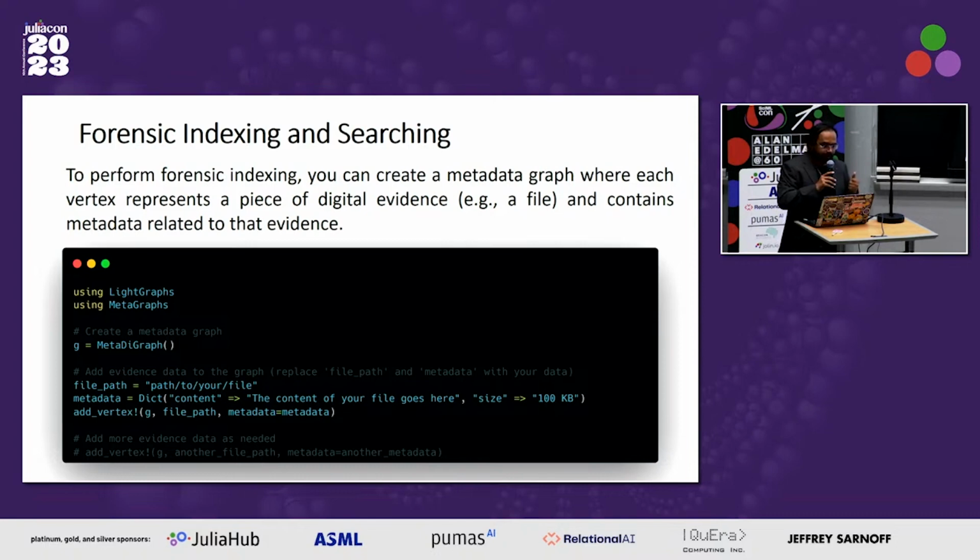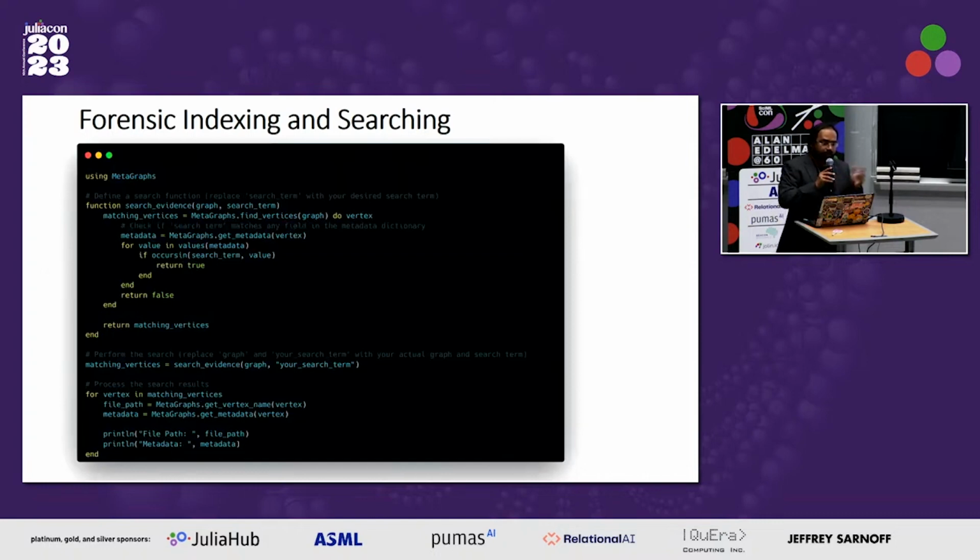For example, you can see there's a statement here, metadata is equal to dictionary. The dictionary key is defined as content, and the actual content is defined as the file content. You can also specify the file path, and you are seeing here that we are adding it to the vertex. Likewise, we have to add all possible information which we want to index. Once the indexing is done, we can go for the search function. You can write a function called search evidence, which basically does the graph search and gets you the matching vertices.